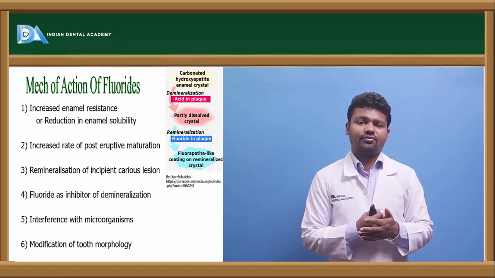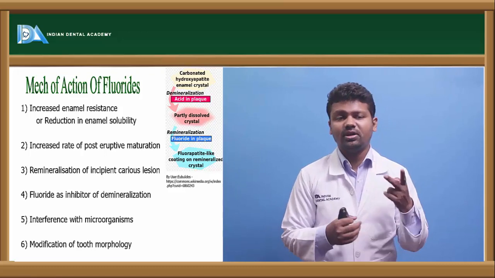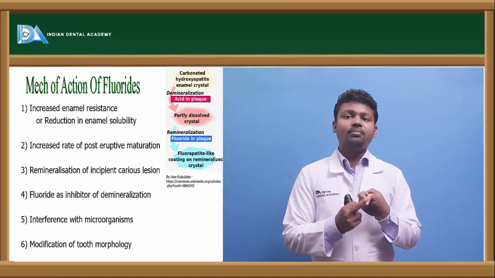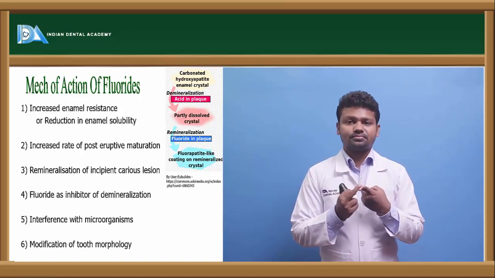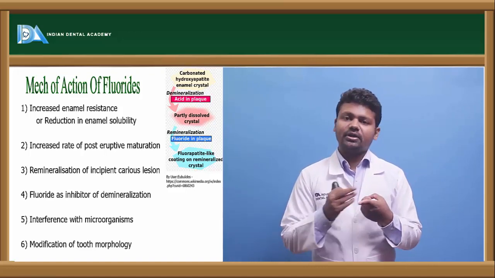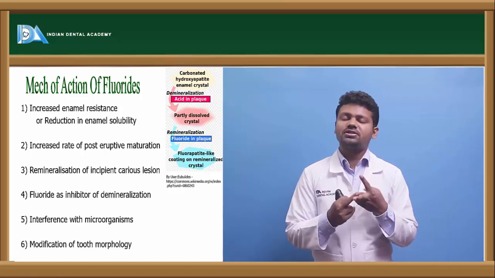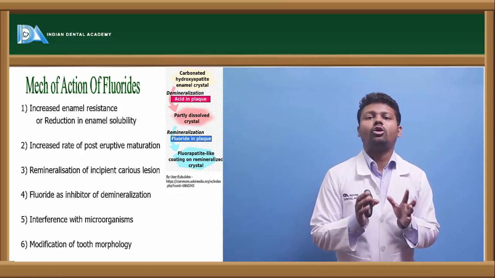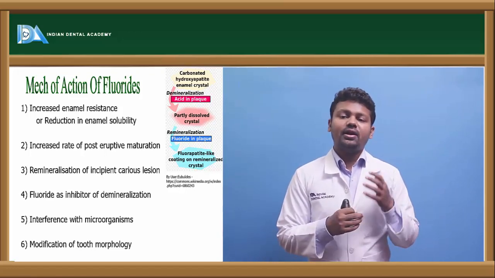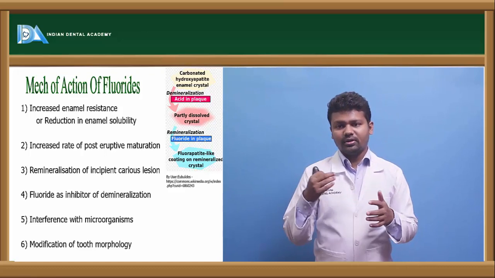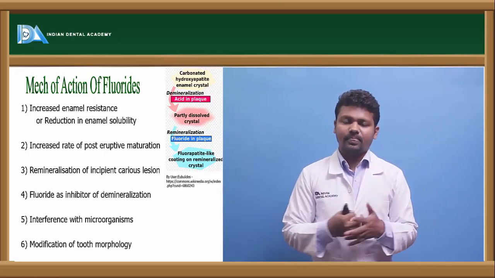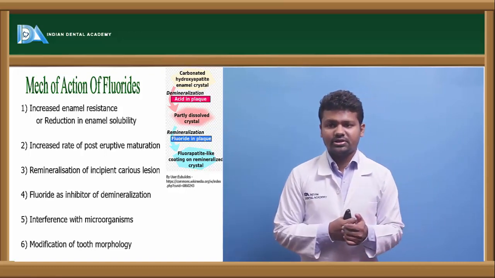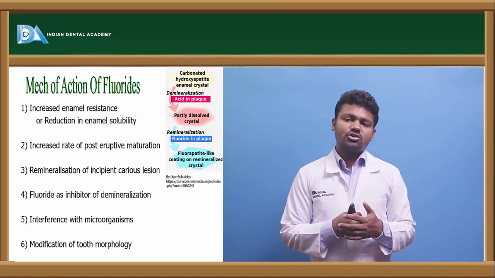Then the fifth one is interference with the microorganism. Two important things: when the fluoride concentration is higher, it becomes bacteriolytic. That means it kills the bacteria. When the fluoride is in low concentration, it is bacteriostatic. It will halt the growth of bacteria. That's why fluoride is very important and plays a major role in inhibiting dental caries through interference with the microorganism. And the last one is modification of tooth morphology.